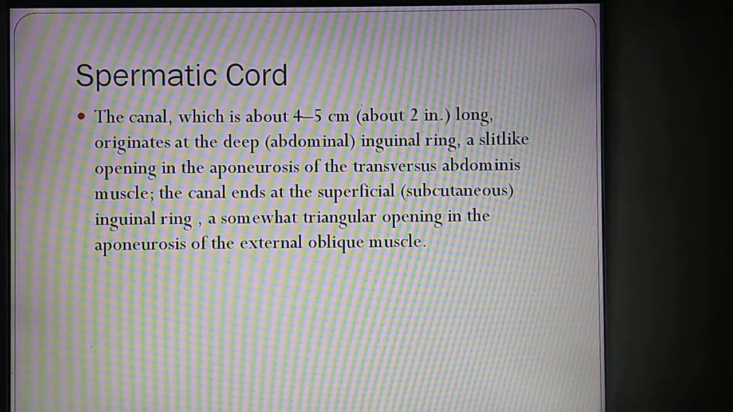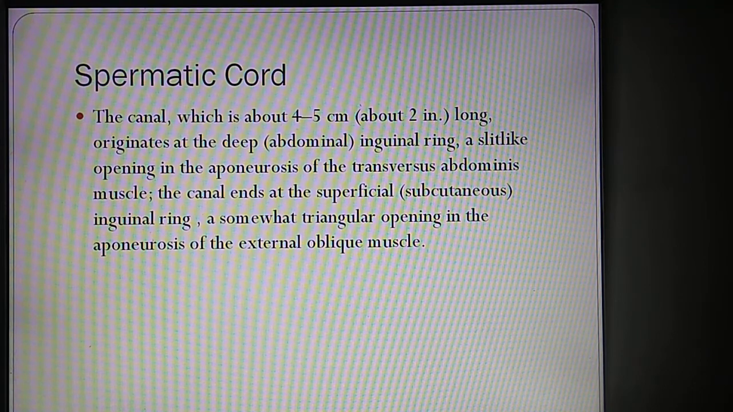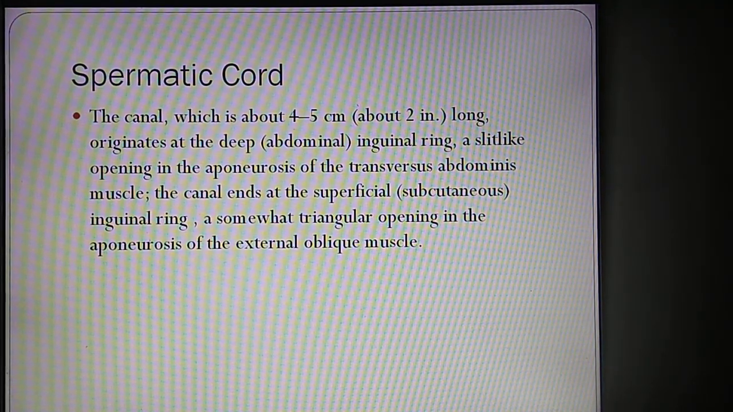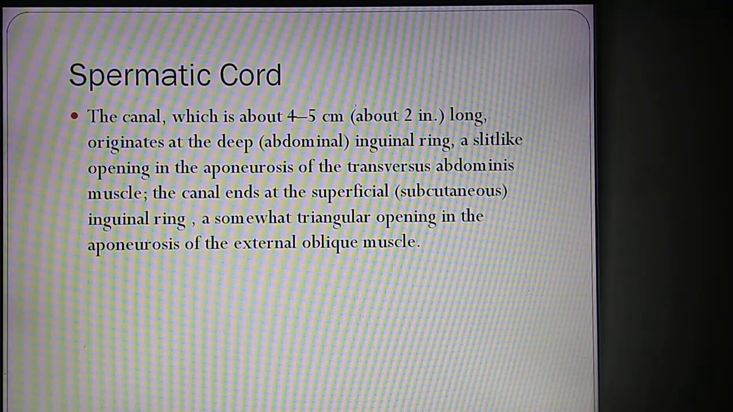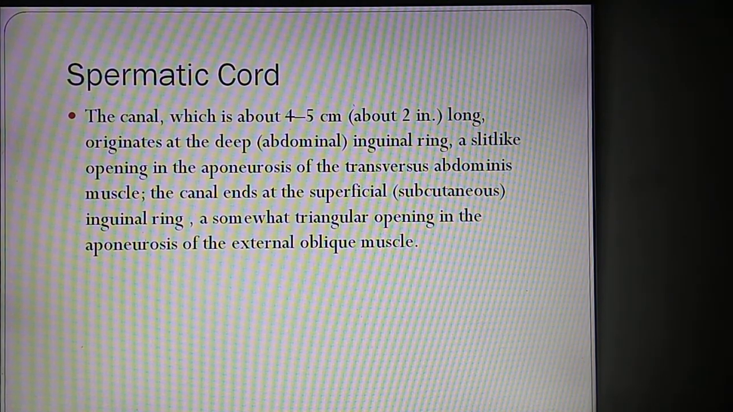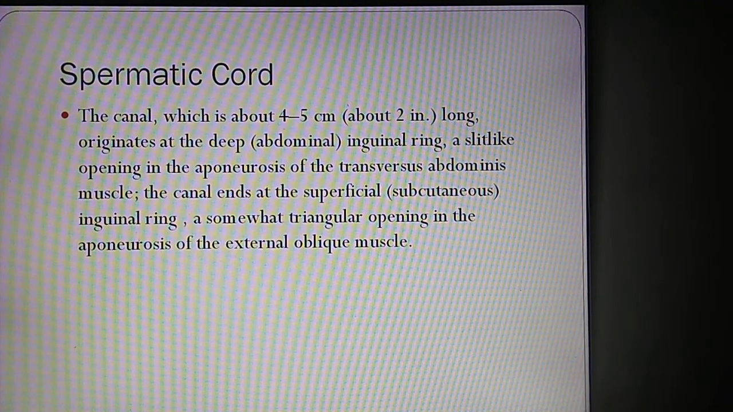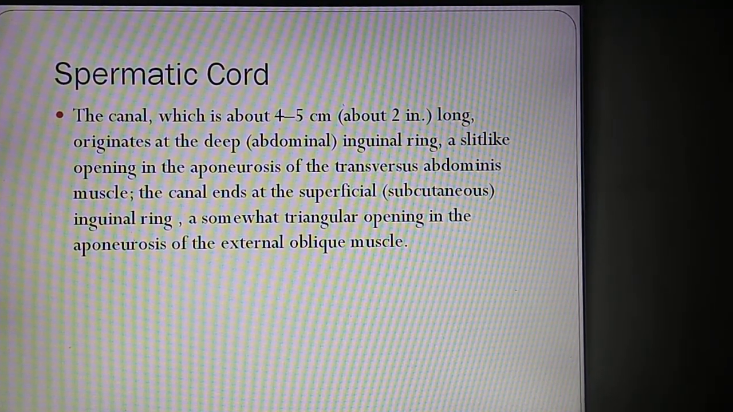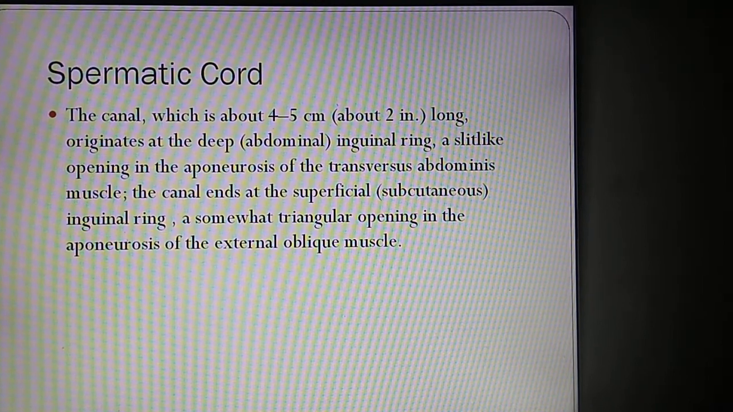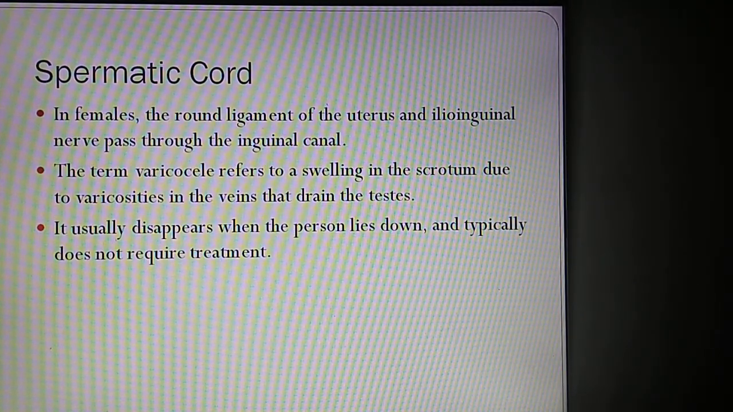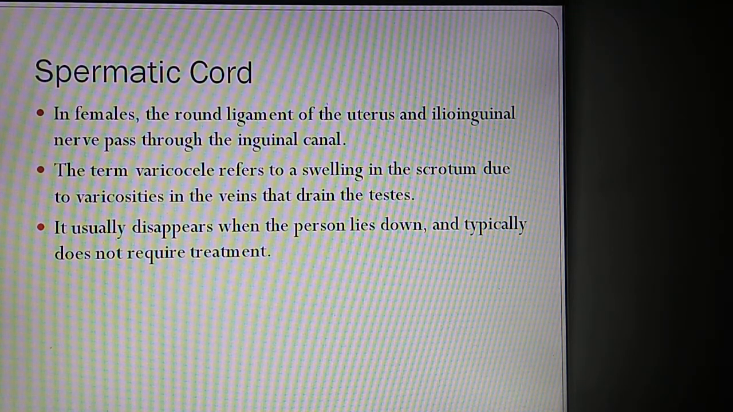The canal, which is about 4 to 5 centimeters long, originates at the deep inguinal ring, a slit-like opening in the aponeurosis of the transverse abdominal muscle, and the canal ends at the superficial inguinal ring, a somewhat triangular opening in the aponeurosis of the external oblique muscle. In females, the round ligament of the uterus and ilioinguinal nerve pass through the inguinal canal.